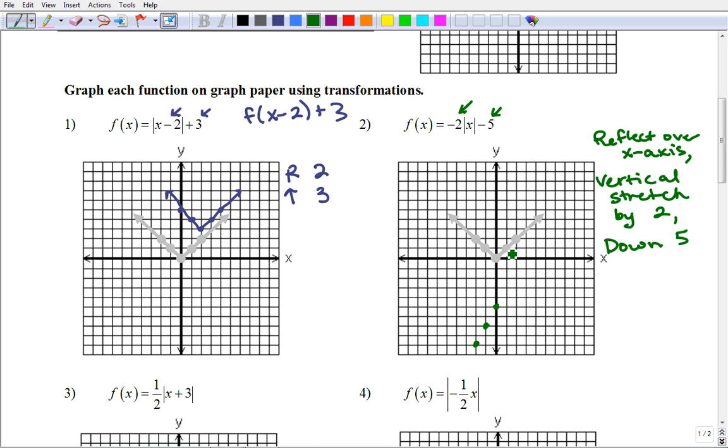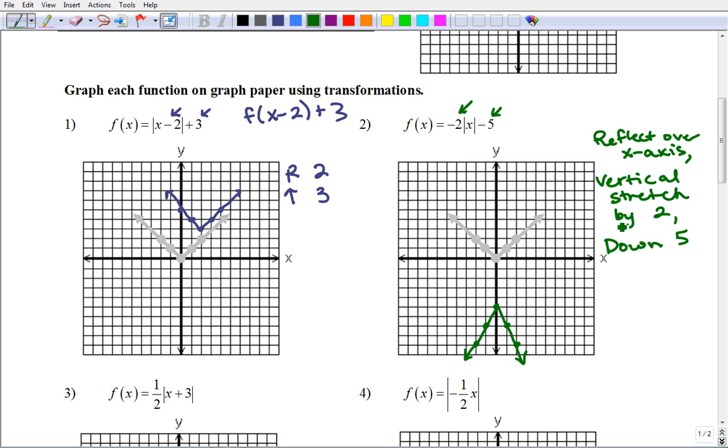The next point, y value of 1, reflect over the x-axis, multiply it by 2, down 1, 2, 3, 4, 5. Then the last one, reflect over the x-axis, times 2, down 1, 2, 3, 4, 5. So you can see that because of the absolute value function, it's symmetrical. Once you know what one side is doing, you can figure out pretty easily what the other one is doing.